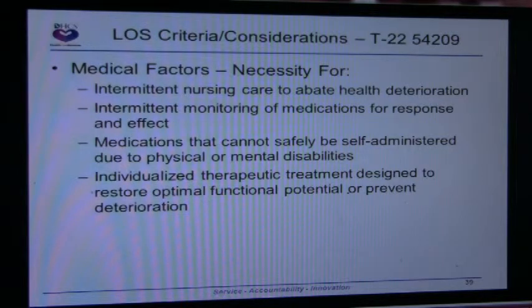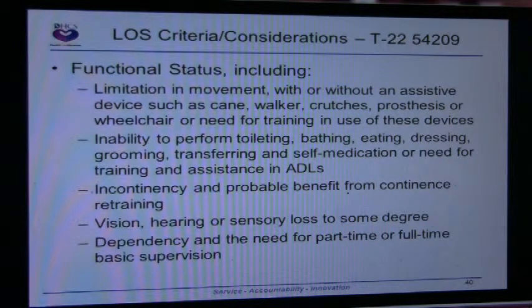So some things specifically. Under Title 22, 54209, some of the things that are listed, some of them repeat with the eligibility and medical necessity criteria, and some of them are unique. So, for example, it calls out in Title 22 medications that can't be safely administered due to physical or mental disabilities, and individualized therapeutic treatment designed to restore optimal function, to abate health deterioration, intermittent monitoring of medications for response and effect. These are things that are in the regulations that are considerations for how to look at the level of need that's demonstrated in the IPC and that needs to be authorized for daily services.